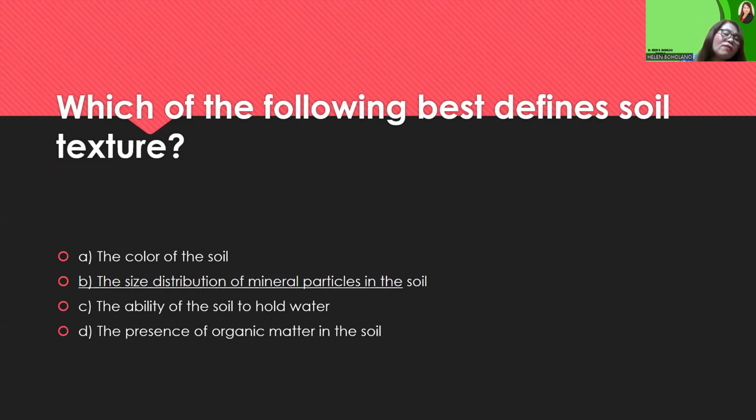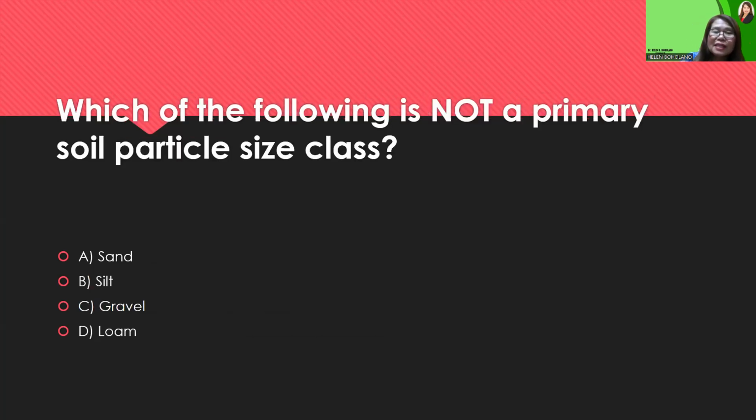Okay, so the right answer is letter B. The size distribution of mineral particles of the soil defines the soil texture. I hope you got it right. Second, which of the following is not, take note, not a primary soil particle size class? Is it A, sand, B, silt, C, gravel, or D, loam? Write your answer now.